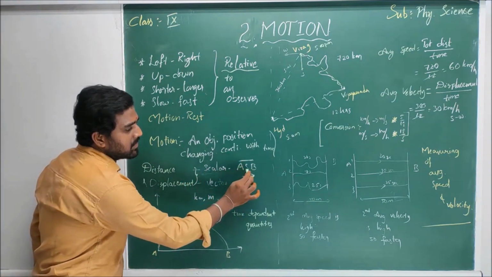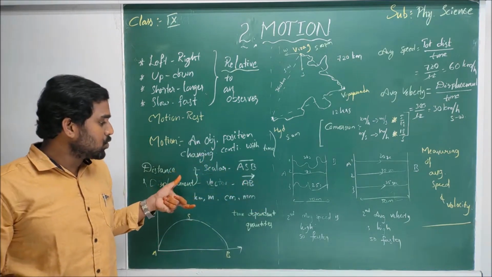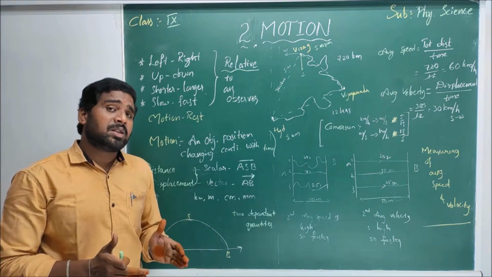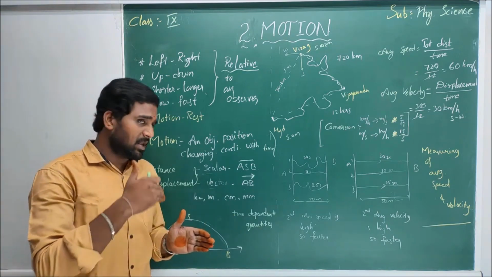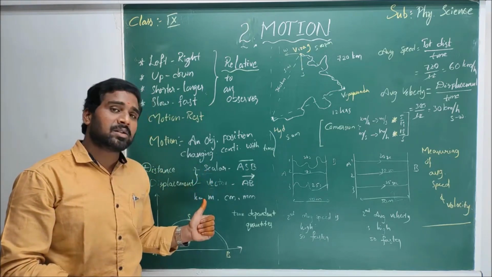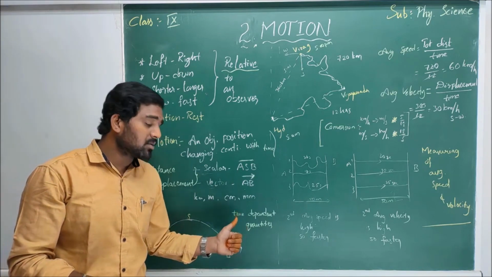Here ASB is the distance and AB is the displacement. These two are time-dependent quantities. Any object said to be in motion may have these two quantities. We can measure the distance and displacement with respect to time.